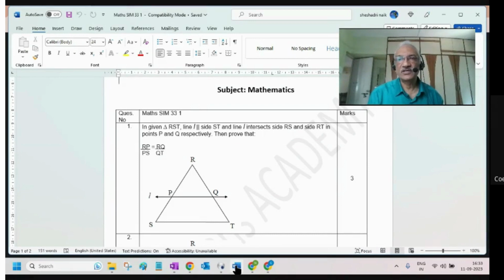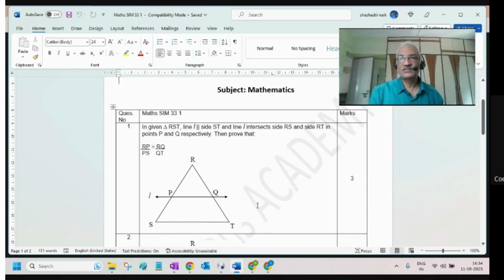We're going to look at the study circle problem that was recently circulated. The problem states that in a given triangle RST, we have drawn a line parallel to the base. The base is ST, and the line drawn parallel to the base cuts the edges at P and Q respectively. What we need to prove is that RP upon PS is equal to RQ upon QT. So that is what we need to prove.